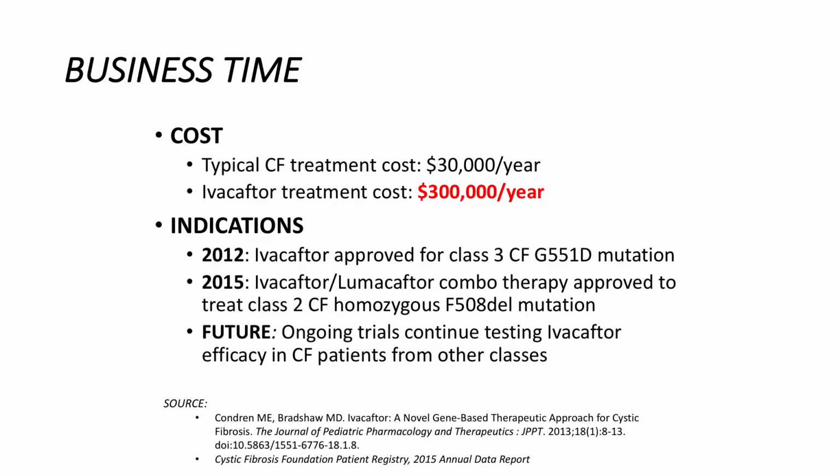Remember, class 2 mutations result in a misfolded protein that doesn't reach the cell membrane. Lumacaftor and Ivacaftor combo treatment helps chaperone the protein to the membrane and then potentiates channel opening. Looking forward, there are several other ongoing trials testing Ivacaftor efficacy in CF patients from other classes, so there is a potential that this new drug may expand its utility to a larger pool of patients with CF.